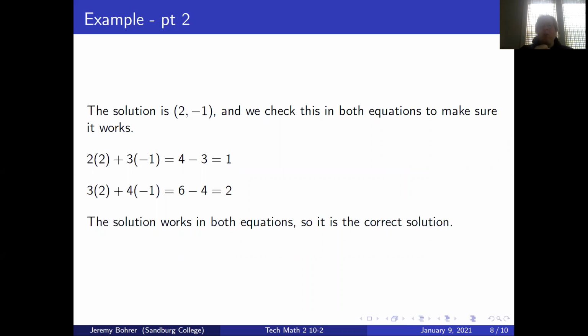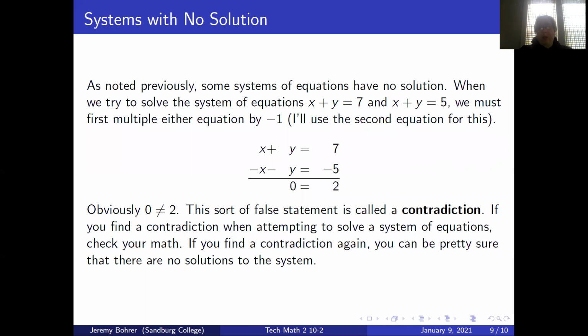We check this in both equations to make sure it works. 2 times 2 plus 3 times -1 is 4 minus 3, which is 1. 3 times 2 plus 4 times -1 is 6 minus 4, which is 2. The solution works in both equations, so it's the correct solution.